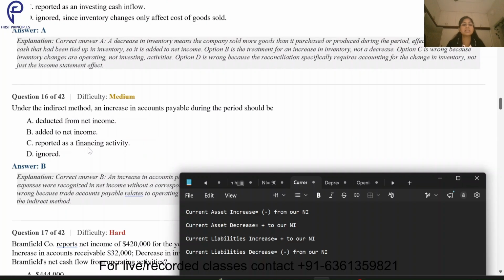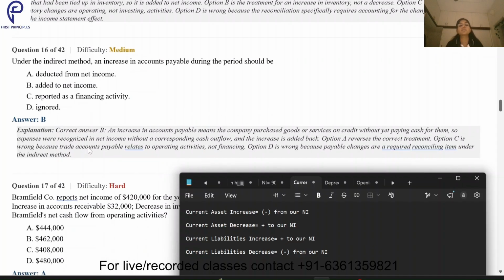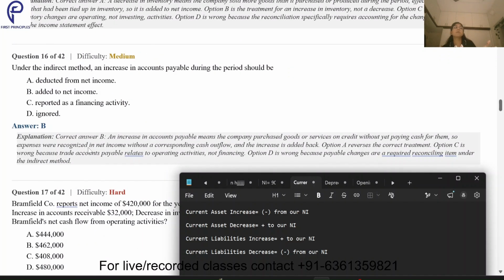Next question, question number 16. Under the indirect method, an increase in accounts payable during the period should be done what? Increase in accounts payable. Accounts payable is my current liability. Current liability is increasing, it should be added. But what's the logic? Increase in accounts payable means the company purchased goods on credit without actually paying cash for them. So expense was recognized in my net income. If I'm recognizing the expense but I'm not actually paying cash for it, I should add back that expense, because I have not paid cash yet for it. So that's why it is added back.